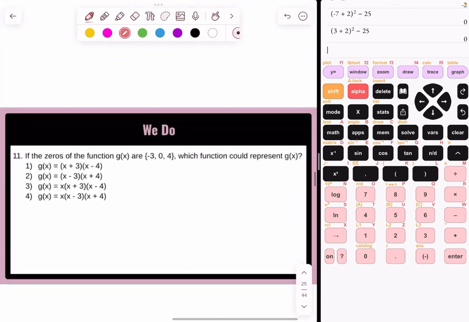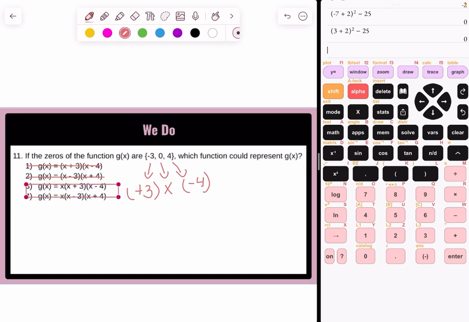We do. If the zeros of the function are -3, 0, and 4, which function represents this? We're going to need to have a +3. If it's 0, we just need a plain x. And if it's 4, we need a -4 inside of the parentheses. So I need an x on the outside, which is answer choice 3 or 4. And then I need a +3 and a -4, which is answer choice 3.